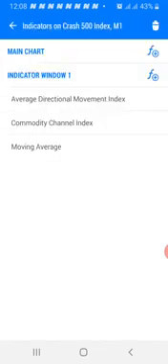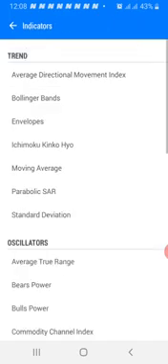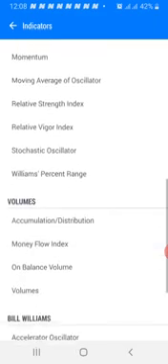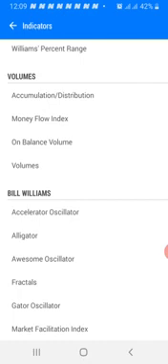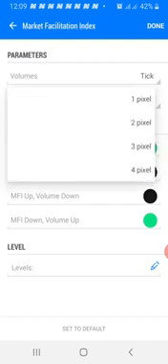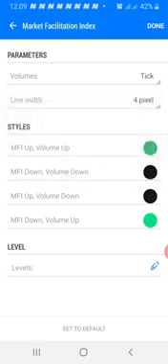Then the next indicator, which is the last indicator we'll need, is the Market Facilitation Index. Click on the indicator tab, click on add indicator, Market Facilitation Index. The volume, you use tick. Line width should be 4 pixel. MFI up, we use green. MFI down, you use black. MFI up again, black. MFI down, green. So this is how you should set yours as well. No levels. So you click done.